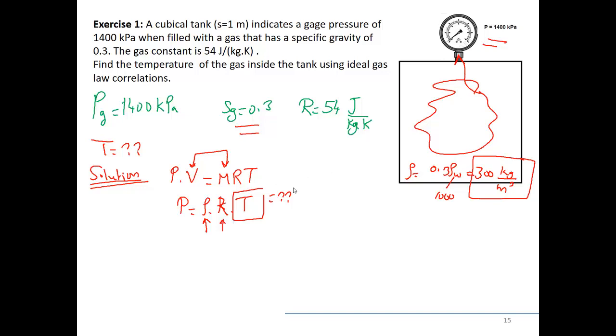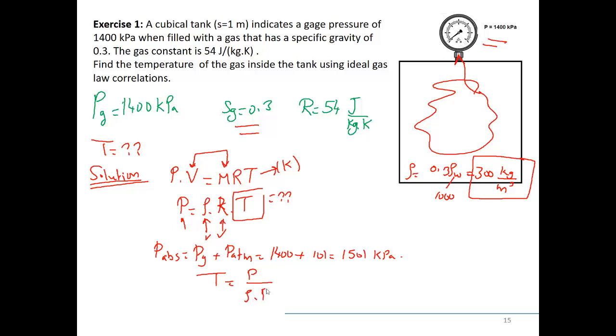What's next? We have the density, we have R, and we have the pressure, 1400. Now, that's the ideal gas law, and everything has to be in absolute. For example, T has to be in Kelvin, and so does the pressure. So we need the absolute pressure, which is gauge pressure plus atmospheric pressure. If I don't specify, you can simply use 101. So the gauge pressure is 1400 kilopascal plus 101, which is 1501 kilopascal.